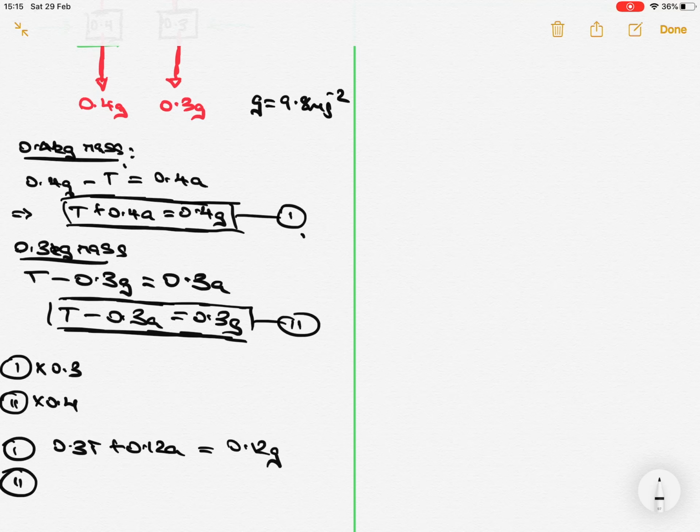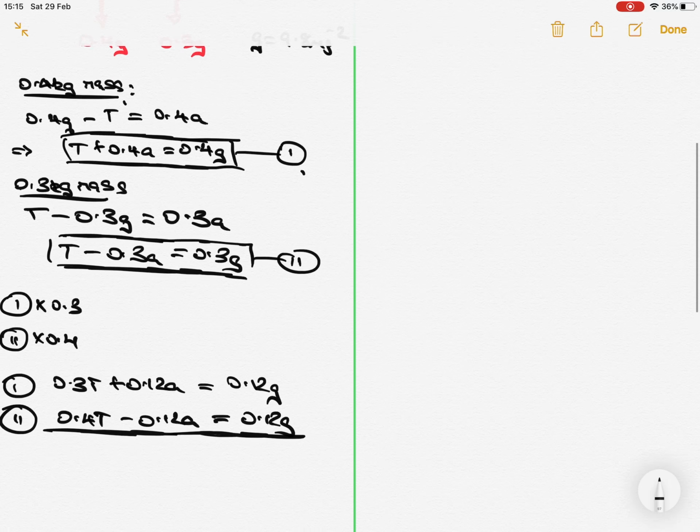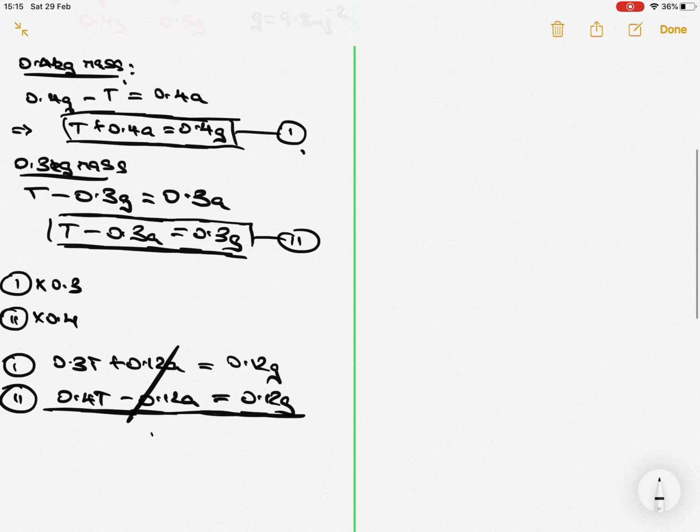Okay, and the second equation we're going to multiply by 0.4, so it's 0.4t minus 0.12a, and that's equal to 0.12g. Okay, so let's add these two equations together. When we do that, the a's will cancel. We'll end up with 0.7t is equal to 0.24g.